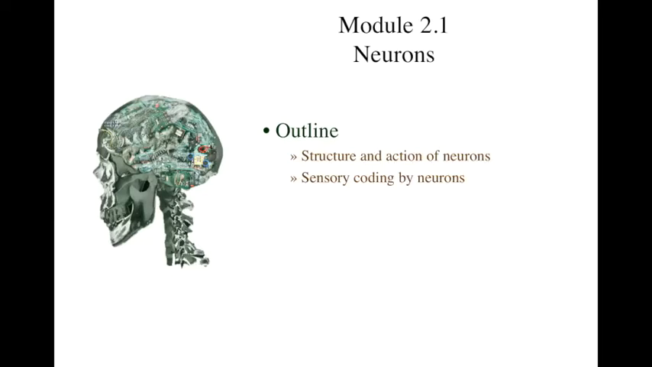In this module, we'll examine neurons. First, we'll consider the structure of neurons and how they operate. We'll then consider how neurons can code and represent the external world.